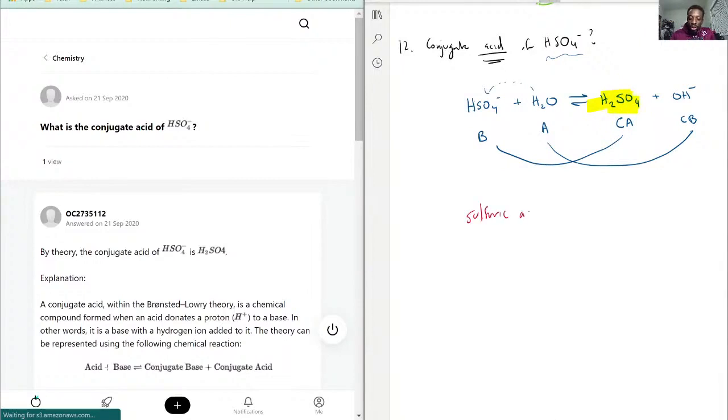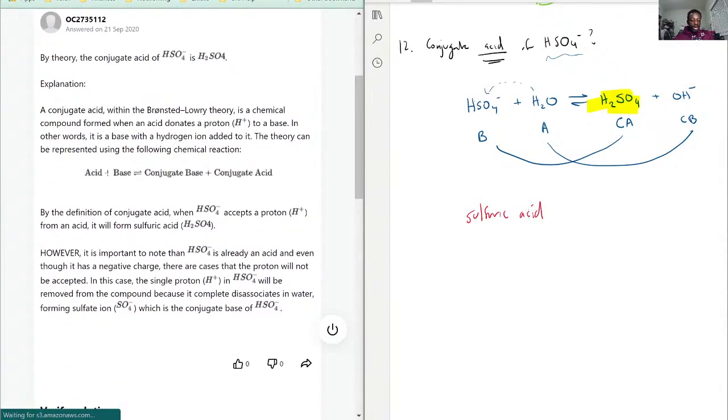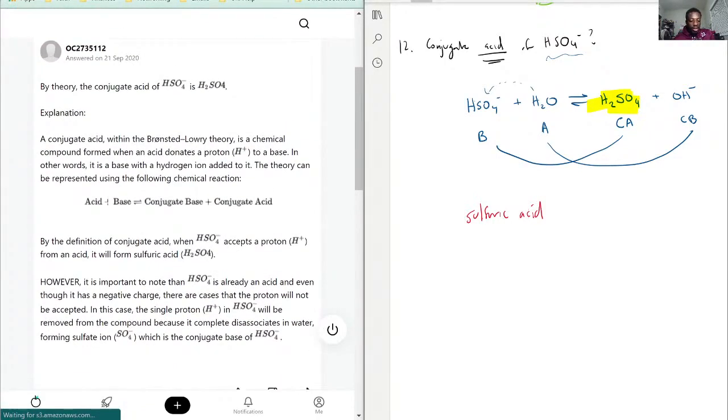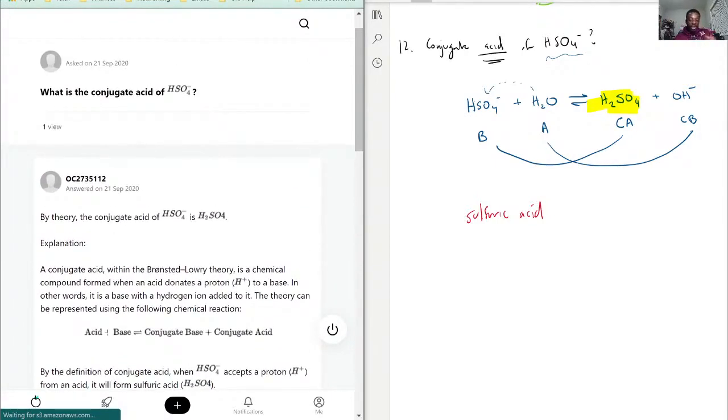So the answer should be sulfuric acid. And the HSO4 minus, if you're curious about its name, would be the hydrogen sulfate ion, I believe. So with that being said, the conjugate acid will be sulfuric acid, H2SO4. Okay, and it's only asking for the conjugate acid.